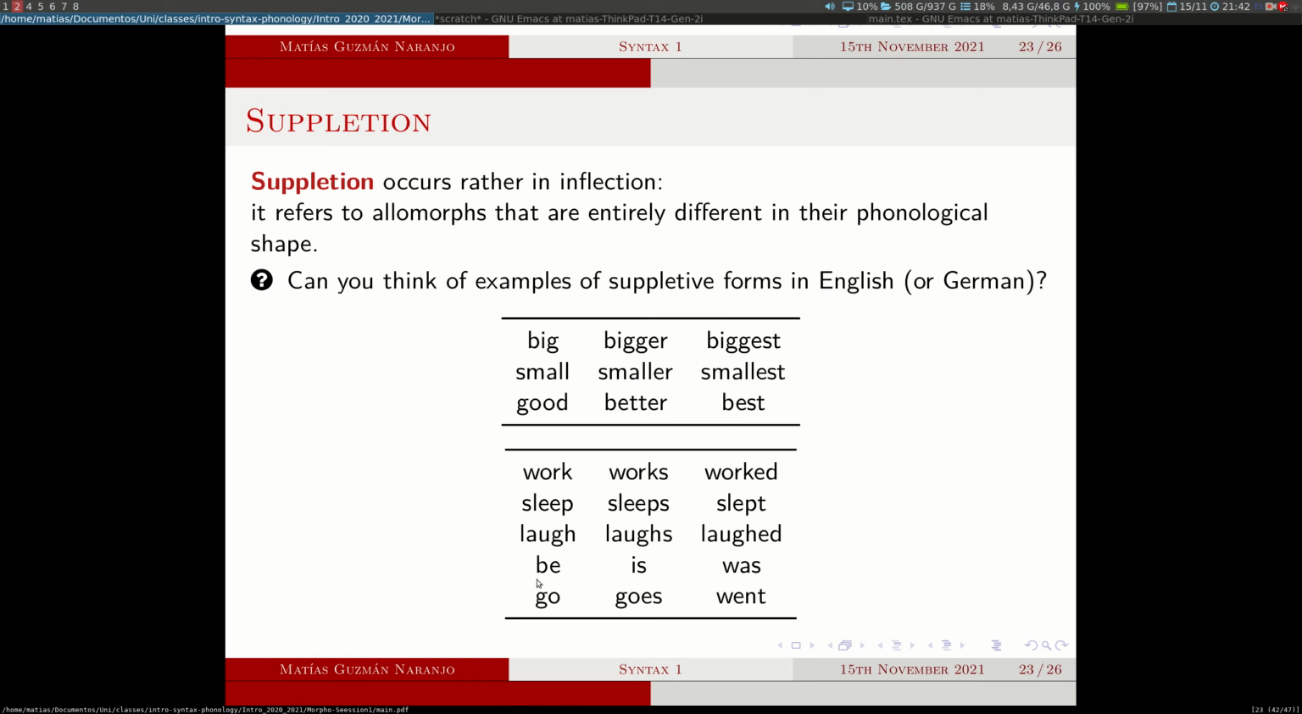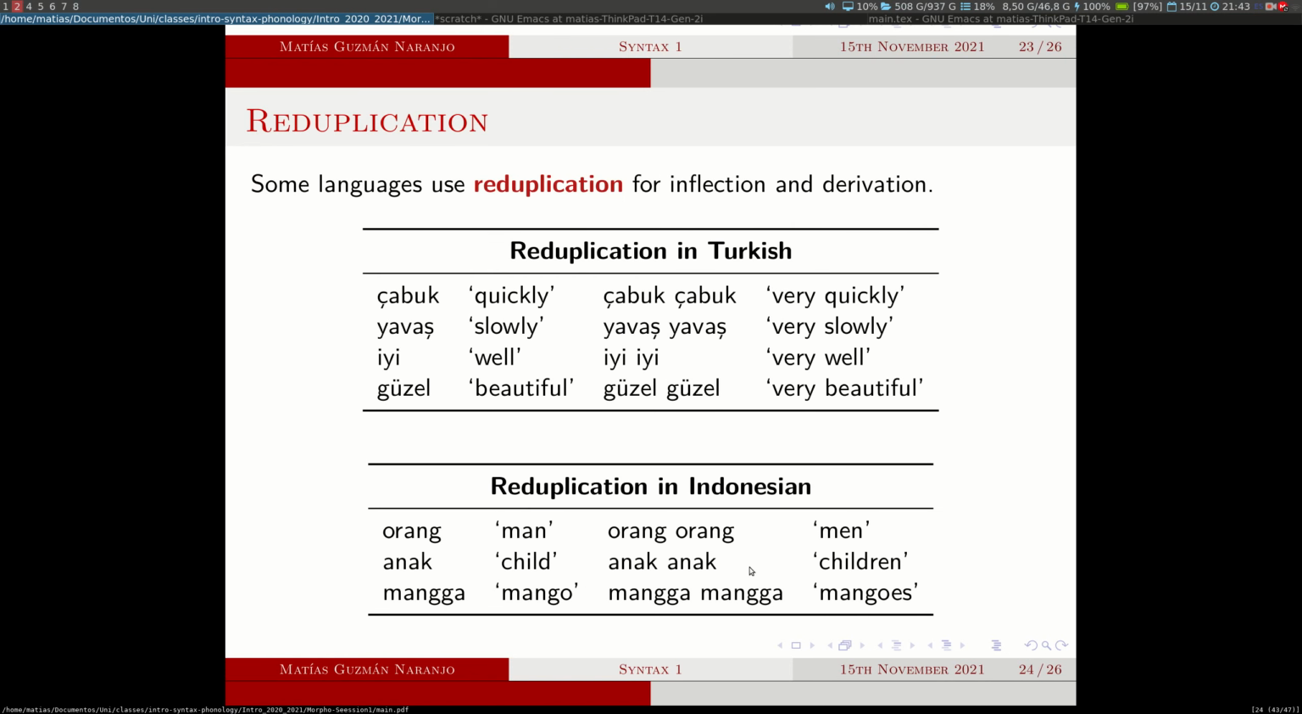Right? Here usually is work, works, worked, sleep, sleeps, slept, laugh, laughs, laughed. But be is was, and go goes went. So these are suppletive forms because they are quite phonologically different from the base. But reduplication is another morphological process or rule.